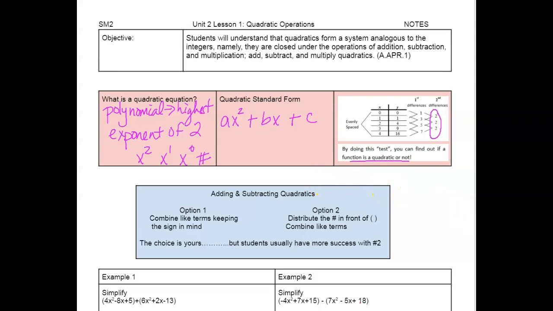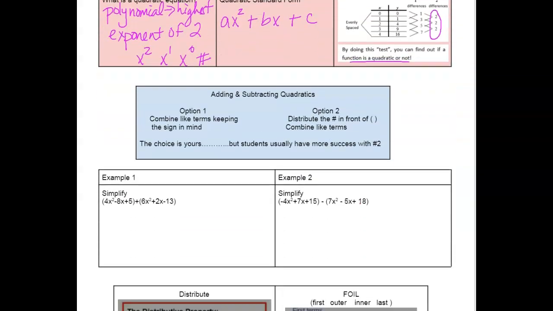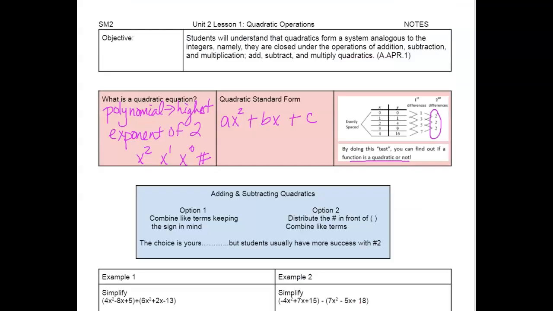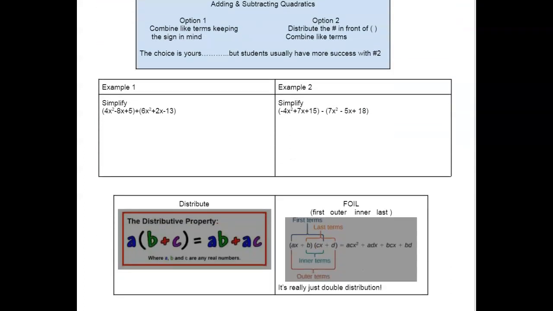So in this section, we're going to talk about the operations. If we are adding and subtracting, you have two options. Option number 1 is you can keep combining like terms, keep the sign in mind, or option number 2, and this is basically for subtraction, is to distribute. There's like a -1 in front of a parenthesis. And I let you pick, but more students have success if they actually distribute. So with the adding, it's not a problem.